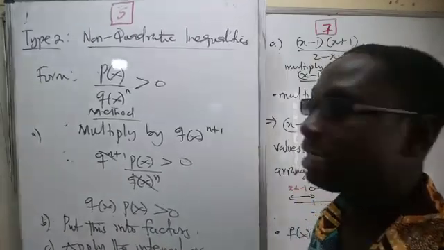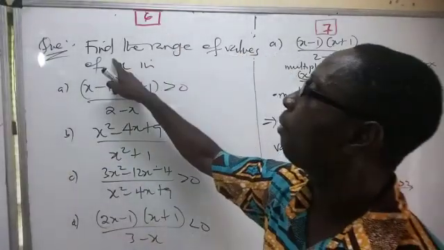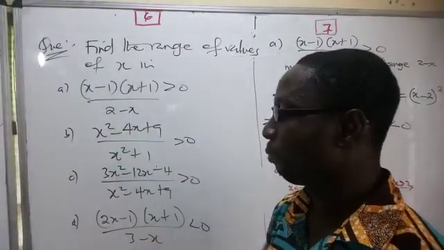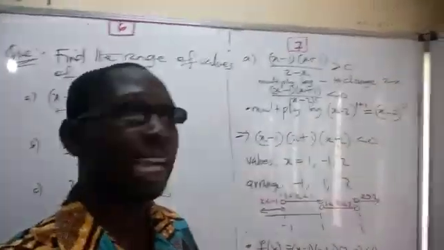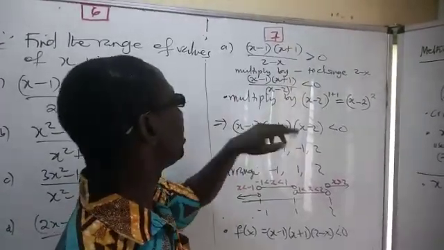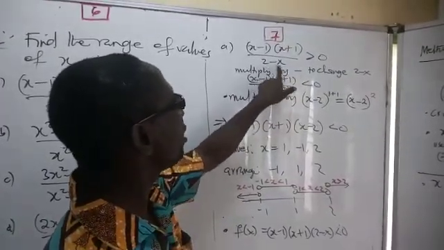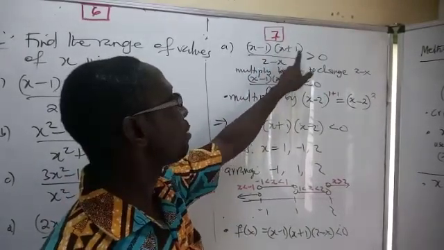So let's look at some examples. For example, look at this. Number 6. Find the range of values of x in the following. So let us pick the answer here. Now, on point 7 or page 7, we have this. Because in this one, you see, x is always on the left-hand side. X minus something, x plus something.